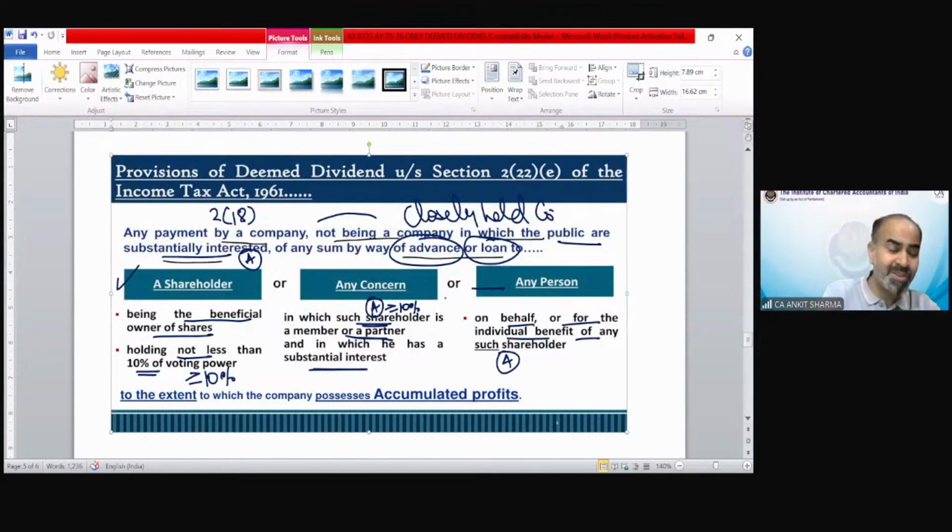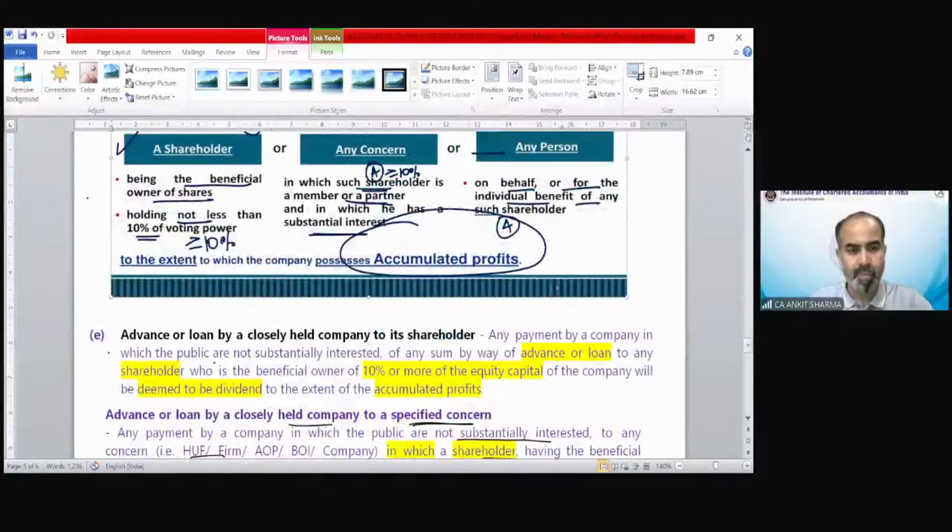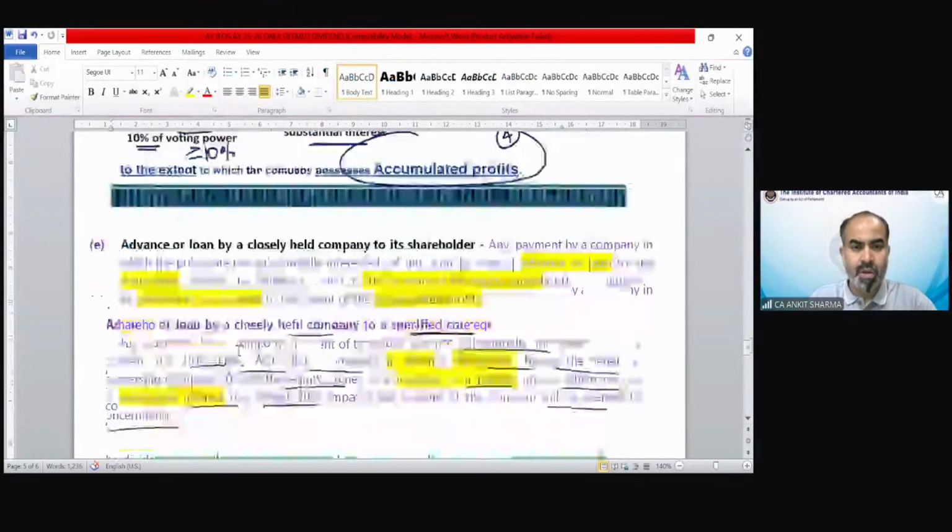So suppose that closely held company transfers that loan or advances to Mr. C, D, E, F, G, but subsequently he transfers that amount to Mr. A. So we will assume that indirectly it has flowed from the closely held company to Mr. A. So that would also be treated as deemed dividend to the extent to which the company possesses accumulated profit. This is the same condition in all cases. Clear? So these are the provisions.